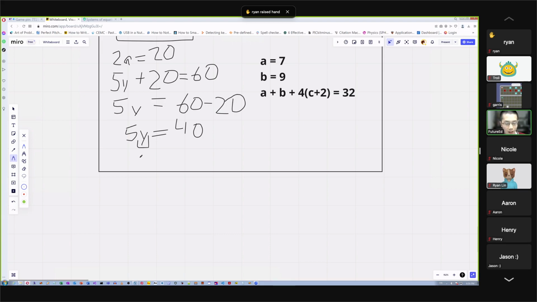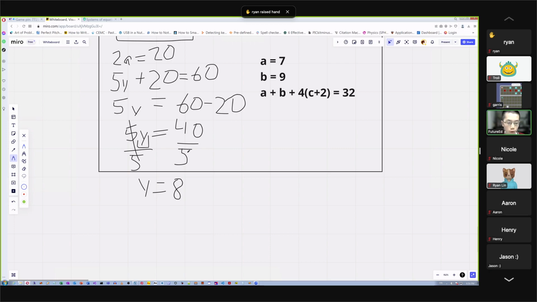Okay, I think I get what you're talking about. So if we divide both sides by 5, we have 5y divided by 5 is equal to 40 divided by 5. So what's 5y divided by 5, Jason? Y. So the 5 cancels out. And what about 40 divided by 5? It is 8.